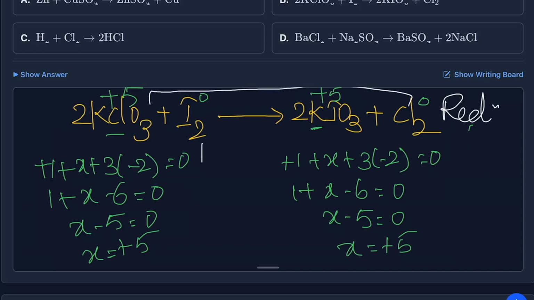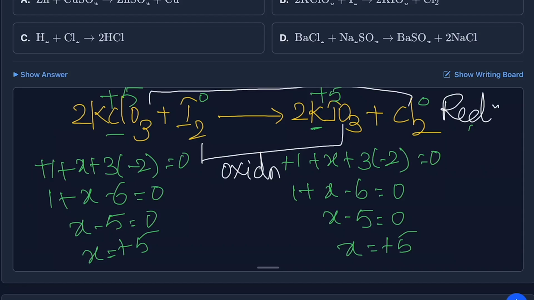Next, from I2 iodine to 2KIO3, there is an increase in the oxidation state from 0 to plus 5, which is called the oxidation. Here oxidation and reduction take place simultaneously, so that's why we call it a redox reaction. So our B option is also a redox reaction.